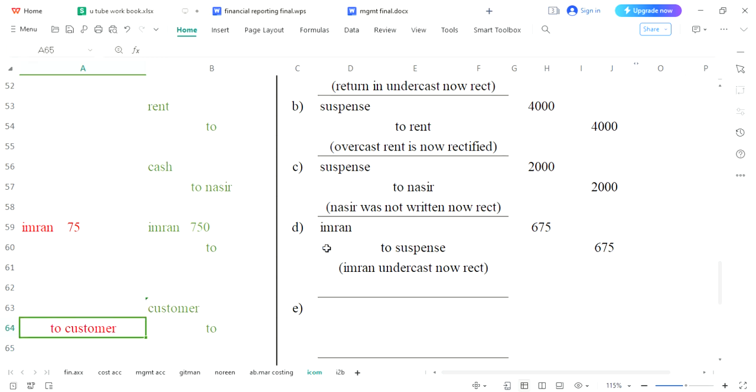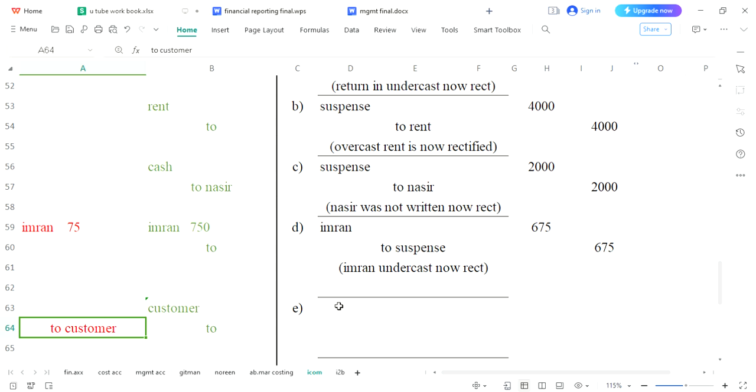Now you will realize what mistake we have done. We have three kinds of mistakes: undercast, writing less amount on the same side; overcast, writing more amount on the same side; and the third error is double error. When you have written on the opposite side, look, customer was supposed to be written on debit side, but they haven't written. Instead of debit, they have written on the credit side.